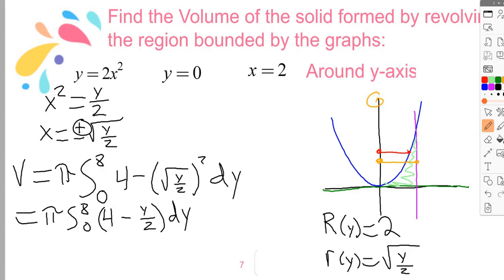Okay, what's our antiderivative of 4 for y, antiderivative of y divided by 2, y squared, and we're evaluating from 0 to 8.